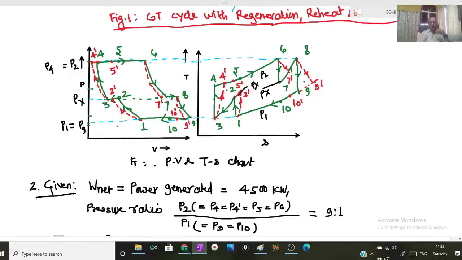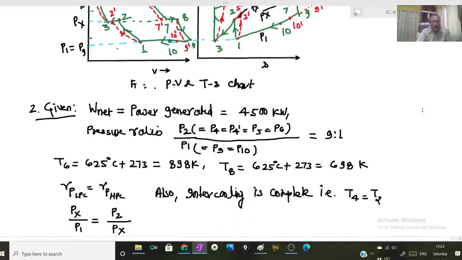shown by the red color are actual states. These are the states you actually get in the cycle. So we have to concentrate on these states only. Okay.